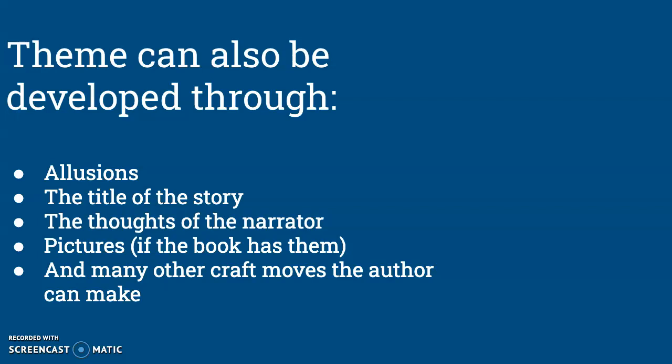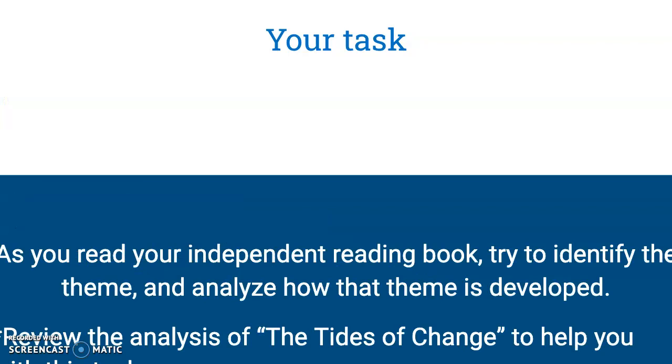Sometimes thinking the thoughts with the narrator is part of developing that theme for the author, because you're seeing something through someone's perspective and we're supposed to learn something the way that they're learning it. Sometimes pictures, if the book has pictures, can be clues to help develop the theme. And there are also many other craft moves that authors can make. So think about all of these components as you're working in your book this week.